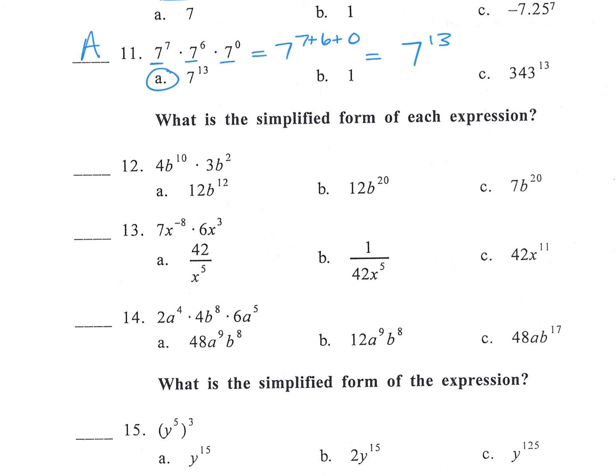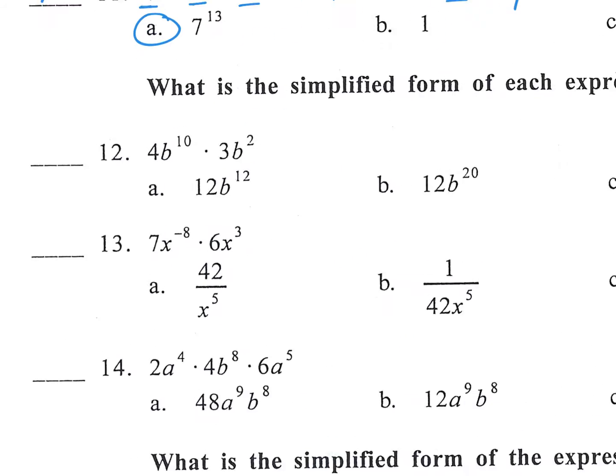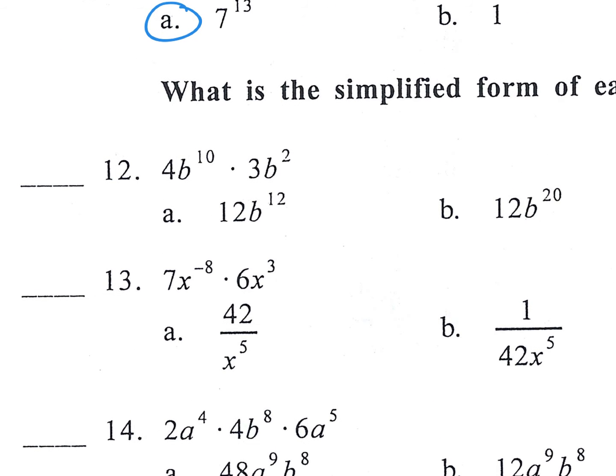All right, moving on. 12, 13, 14, we just have the same rule as 9, 10, and 11, but just more stuff. Remember, organize this. Numbers like to go together, so I'm going to say 4 times 3, and then I'm going to put the b's together. B to the 10, b squared.